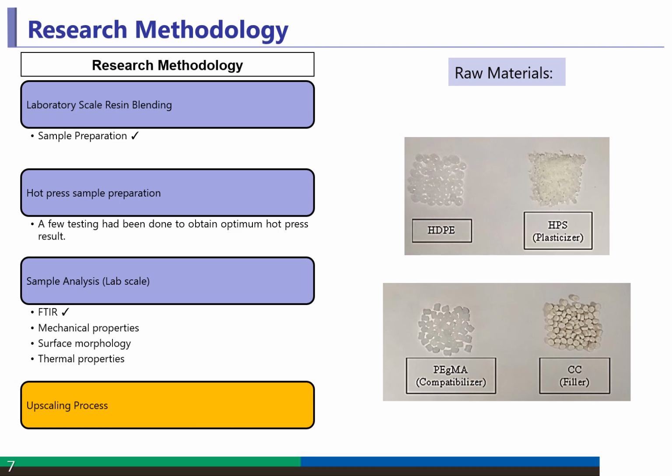Currently, I have proceeded with the laboratory scale resin blending, which is sample preparation, and I have started the hot press sample preparation. A few tests have been done to obtain the optimum hot press result. For the next step, I would like to proceed with sample analysis next semester, which covers mechanical properties, surface morphology, and properties. In addition, the FTIR analysis has been done this semester.